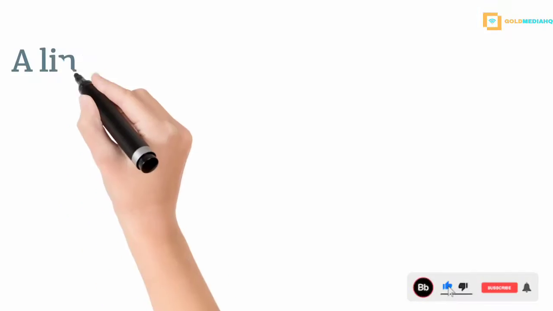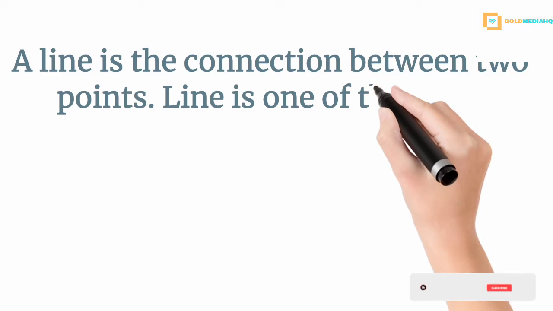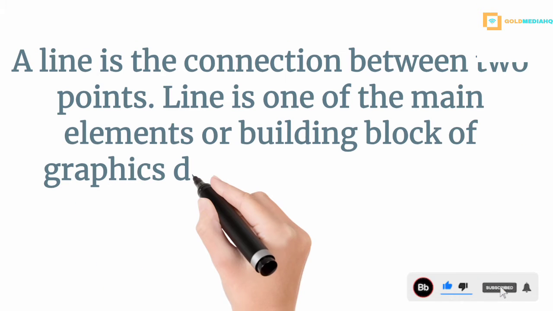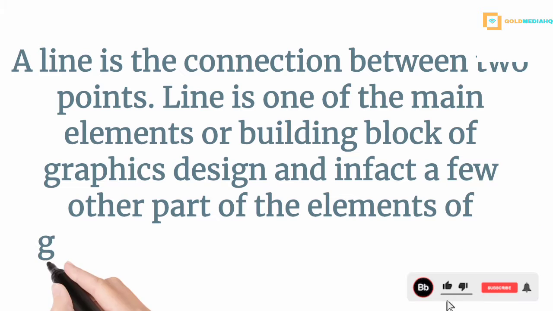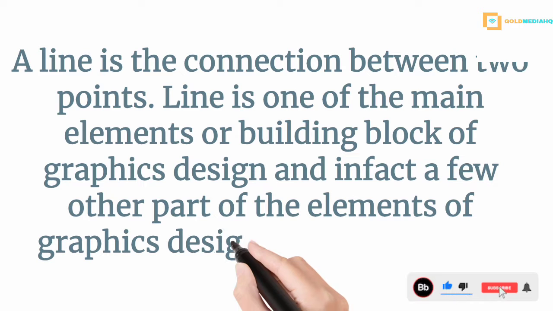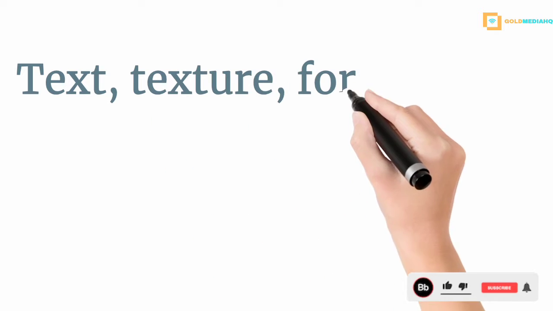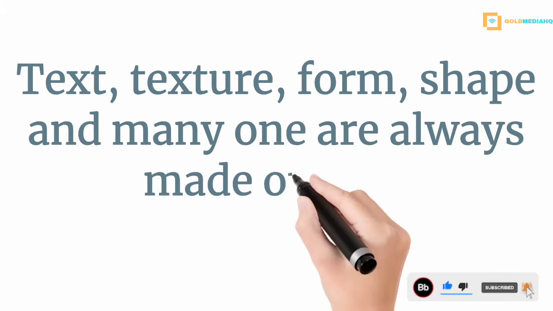So, what is a line? A line is the connection between 2 points. Line is one of the main elements or building blocks of graphics design, and in fact, a few other elements of graphics design are made up of lines. Talk about texture, form, shapes, and many other ones, they are always made up of lines.